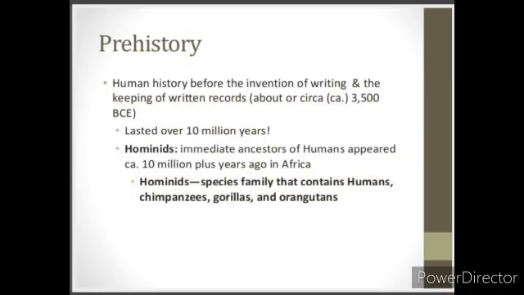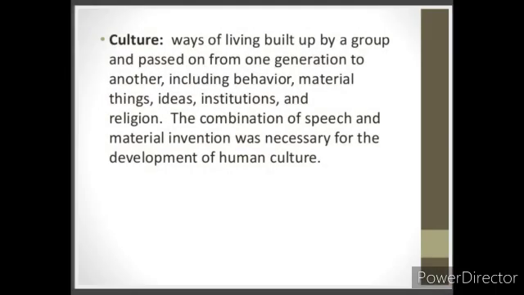Prehistory. Human history before the invention of writing and the keeping of written records, 3500 BCE, lasted over 10 million years. Hominids, immediate ancestors of humans, appeared 10 million plus years ago in Africa. Hominids: the species family that contains humans, chimpanzees, gorillas and orangutans. Now we will talk about their culture.